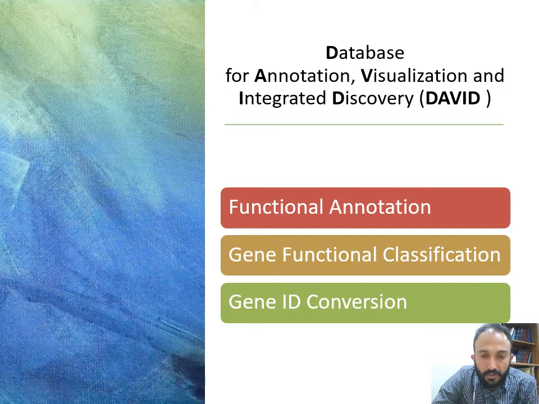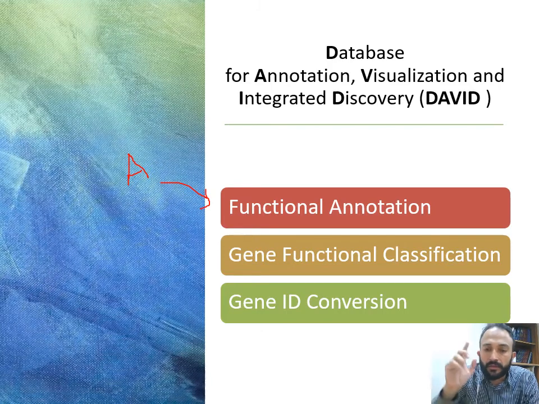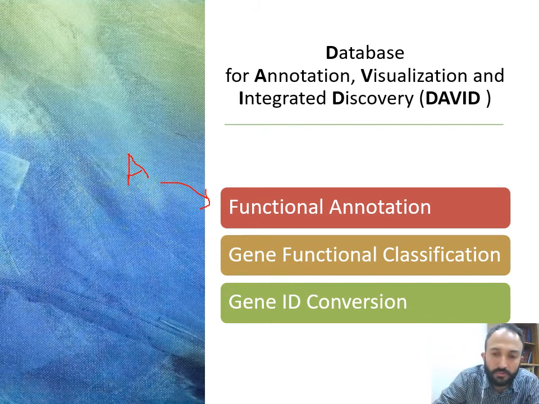The main importance of this is that if we give any information of any gene in this database, there are three major features which it covers: functional annotation, gene functional classification, and gene ID conversion. Functional annotation means it takes all the information from multiple databases. For example, we write a gene, say gene A. When we write this gene A in the functional annotation part, it will accumulate all the information related to the function of this gene from different databases and provide you with the summarized result from all those databases.